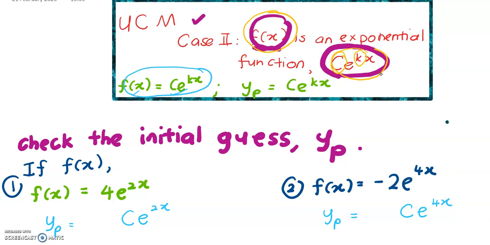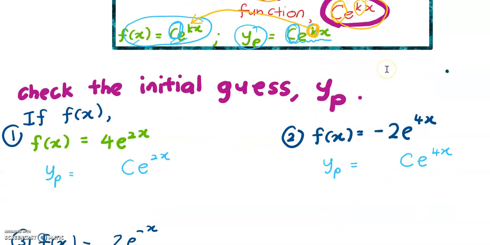And what is our initial guess? Our initial guess, yp, should be C e^(kx). Still C e^(kx), but C is just C. C does not follow our f(x), but this k will follow whatever k that you have in your f(x). So that is how we do the initial guess.